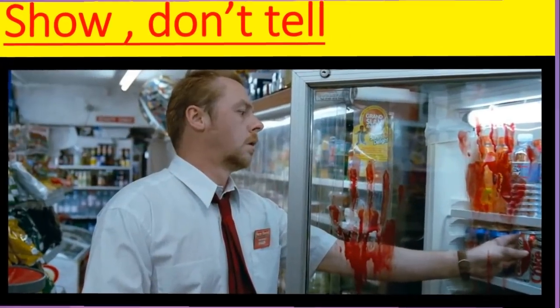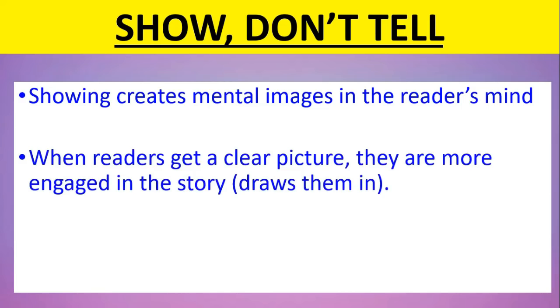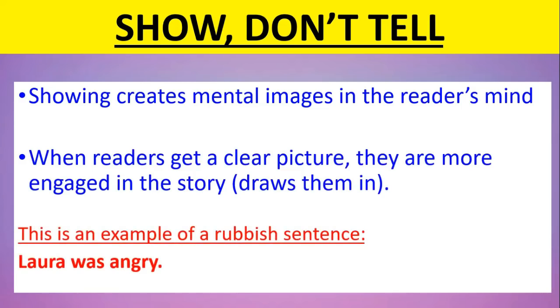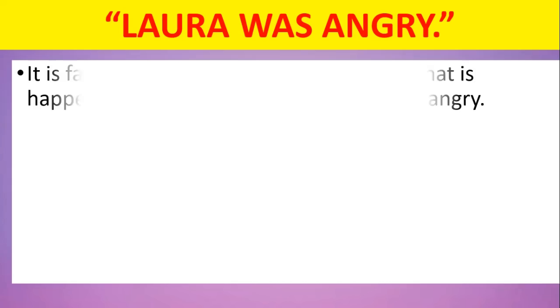Okay, and also show, don't tell. So what I mean by this is showing creates mental images in the reader's mind. When readers get a clear picture, they are more engaged in the story. So for example, we wouldn't want to rubbish a telling sentence. Telling me something is Laura's angry, but showing me Laura's angry, well, how would we do that?